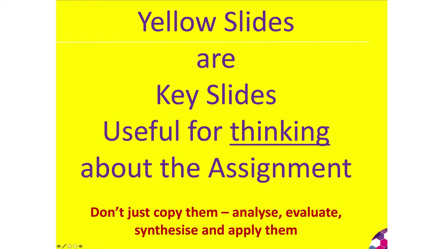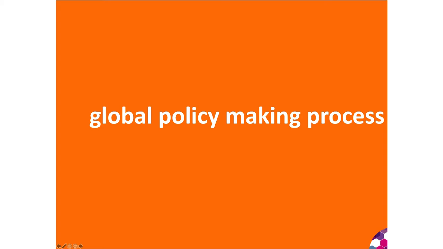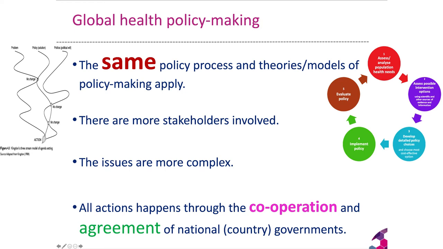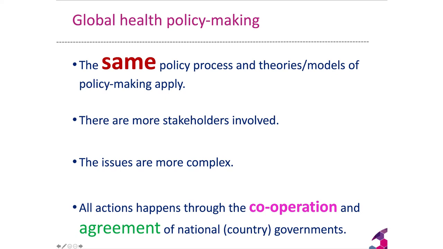So let's start with the global policy-making process. The policy-making process that we've discussed in previous video lectures applies to global public health and the international context. So the same policy process model that we've looked at before applies to global health policy-making. The same theories and models, such as Kingdon's three streams model, also apply to global public health.